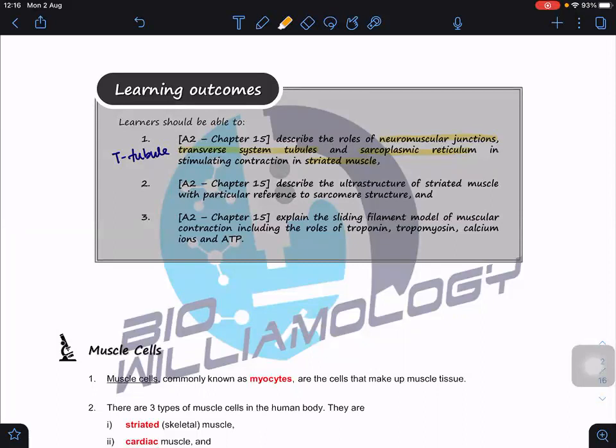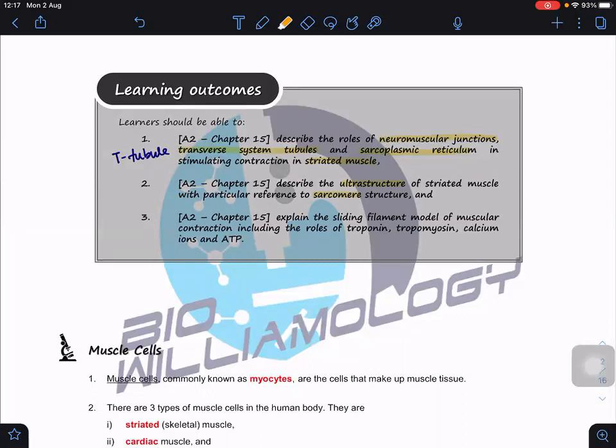And then we need to describe the ultrastructure of the striated muscle, with reference to the functional unit of the muscle cells called the sarcomere. The structure of the sarcomere, where we're going to look at quite a number of alphabets, for example, the A, the I, the H, Z, and M. So we need to know what they are referring to.